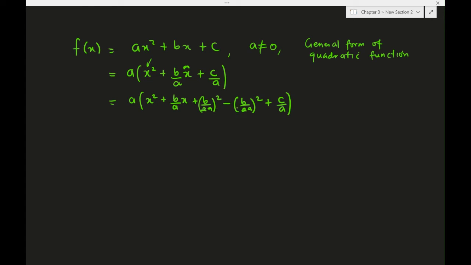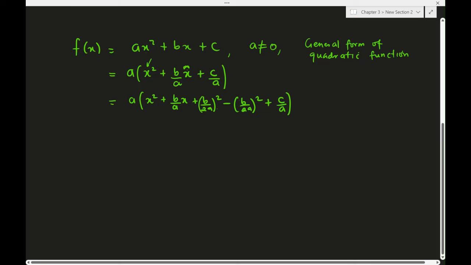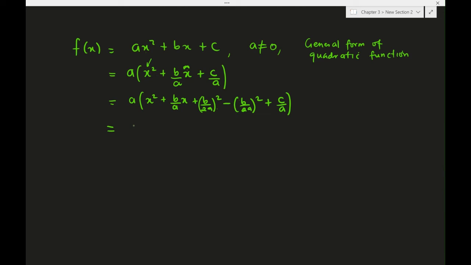Now you see we added and we subtracted, because we don't have the other side. If there is equals to 0, then there is no need of having this minus here. You can add the term to the other side. But here we don't have equals to 0. So now the first three terms in this bracket are equivalent to x plus b over 2a squared. Then we write plus c over a.